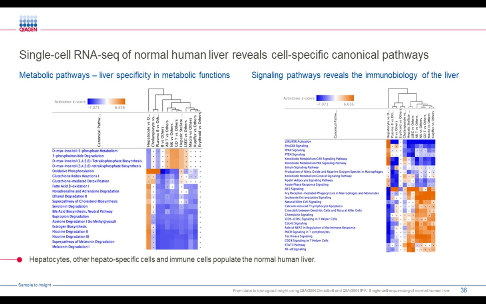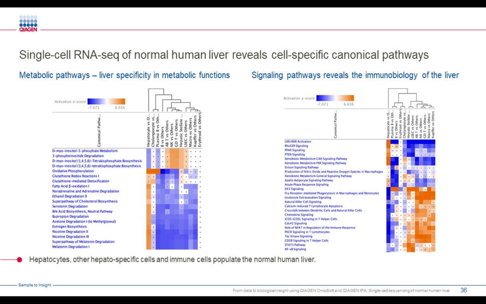So this is a single-cell RNA sequencing of normal human livers, and it does reveal cell-specific canonical pathways. Here I have established a comparison using the comparison analysis in IPA. We are using the canonical pathways feature, and we compare them in all these different clusters. Hepatocytes are in that first column, and all the other clusters are here. On the left, I've looked at the metabolic pathways, and on the right, I've looked at the signaling pathways.